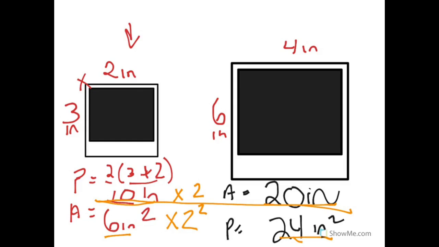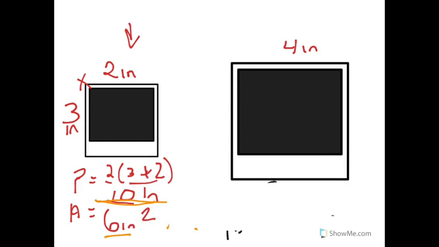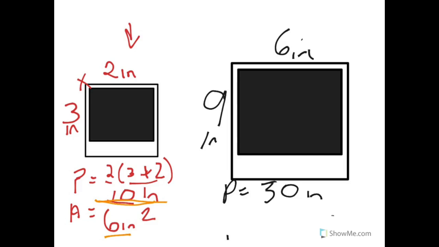Okay? I'm going to change a couple of numbers here, and let's look at another example. I'm going to leave the photograph on the left exactly the same. So we already know the area, we already know the perimeter. Let's make this 9 inches, make this 6 inches. So let's look at the perimeter over here. 9 times 2 is 18. 6 times 2 is 12. So we have 18 plus 12 gives us 30 inches.